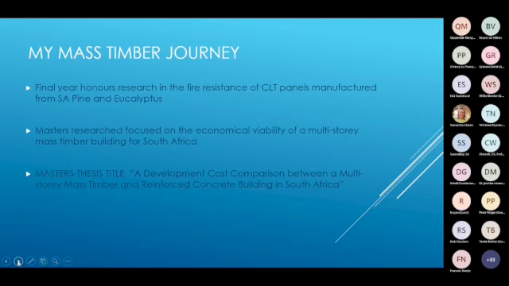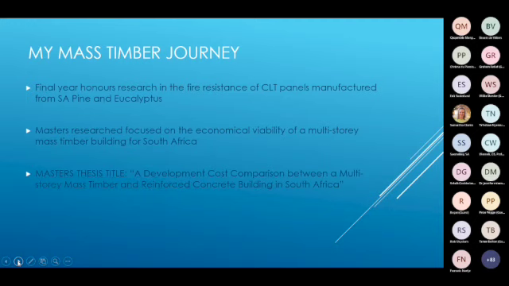So I'm going to elaborate a bit on that, just because I think it's a topic that we really need to focus on as well, just to make sure everything is feasible. And yeah, so I went on and did my master's research, which focused on the economic viability of mass timber in South Africa.